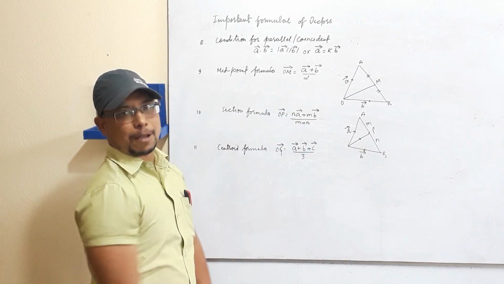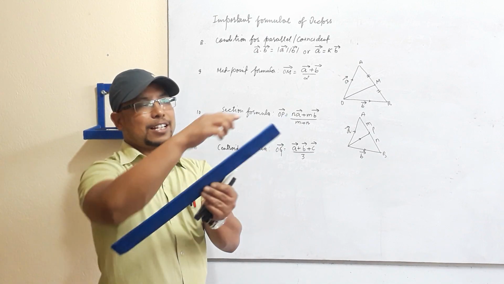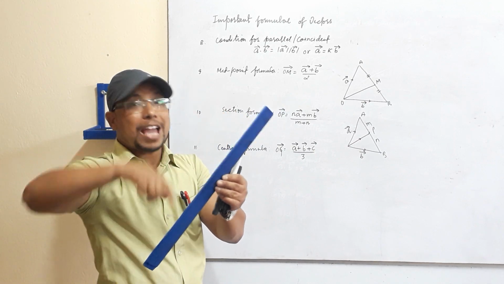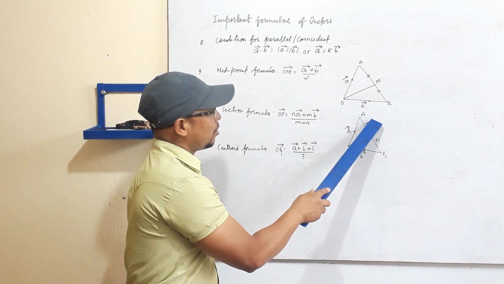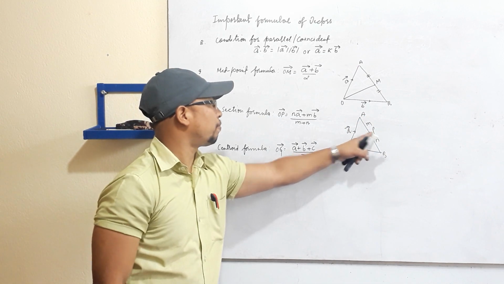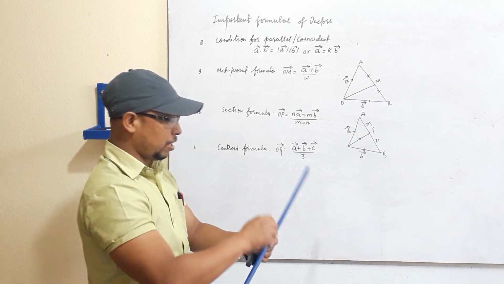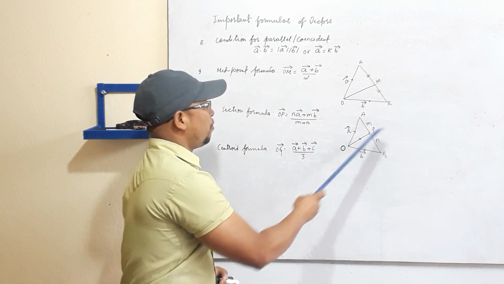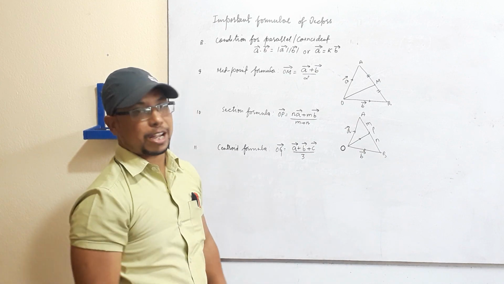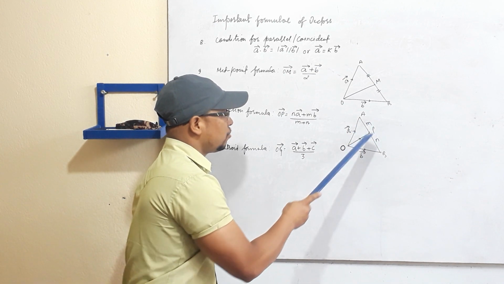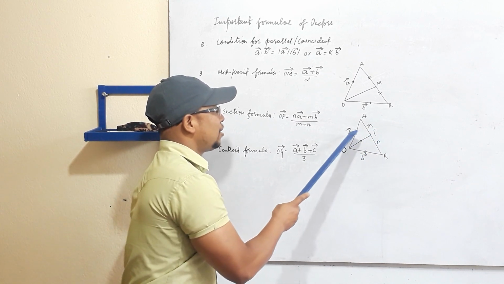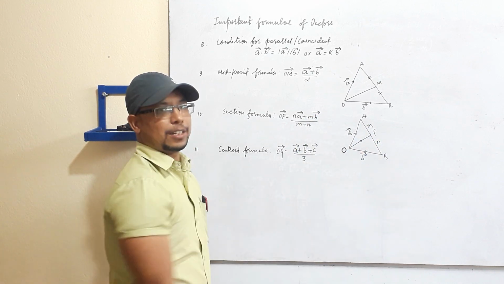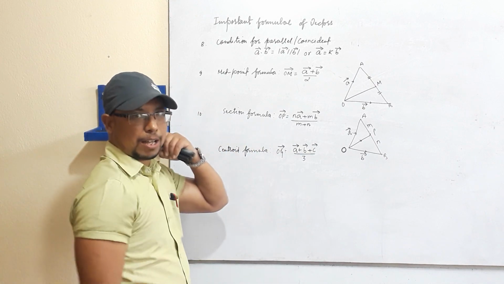And number 10 is the section formula. Section formula means, let's say this is line AB, and if a point P cuts this AB in the ratio M is to N, then the position vector of P is vector OP. Just cross multiply here: this into this vector plus this into this vector, whole divided by this plus this. So vector OP equals N into vector A plus M into vector B, whole divided by M plus N. This is the section formula, and the last one is the centroid formula.